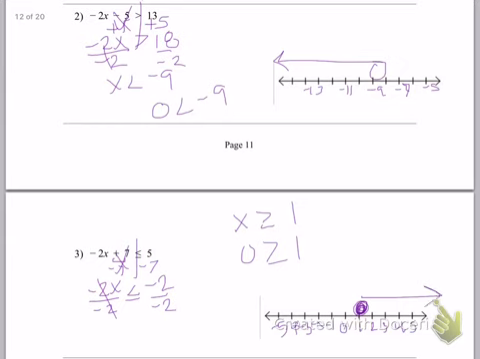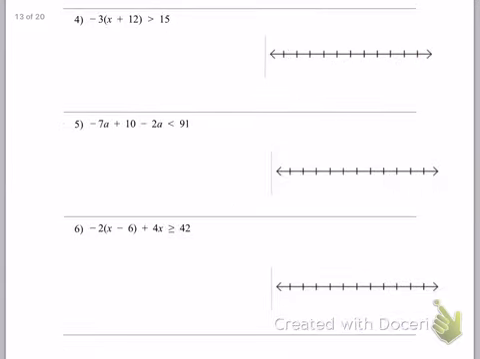All right, next problem, number 4. So these are kind of similar to our multi-step equations. Your first step, you want to distribute that -3 through your parentheses. So you'll have -3x minus 36 is greater than 15. So you have to move over that 36. You do that by adding 36 on both sides to get these to cancel out. So you'll have -3x is greater than 51.